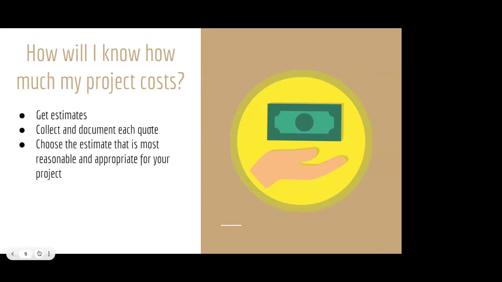Now, you really need to know how much your project is going to cost. You should get at least three estimates. You don't always have to get the lowest estimate. That's generally for government. So if you are getting a government grant, you might need to go with the lowest bidder. Private funders, however, generally don't require the lowest bid. You really should choose the estimate that best supports your project and is the most reasonable.